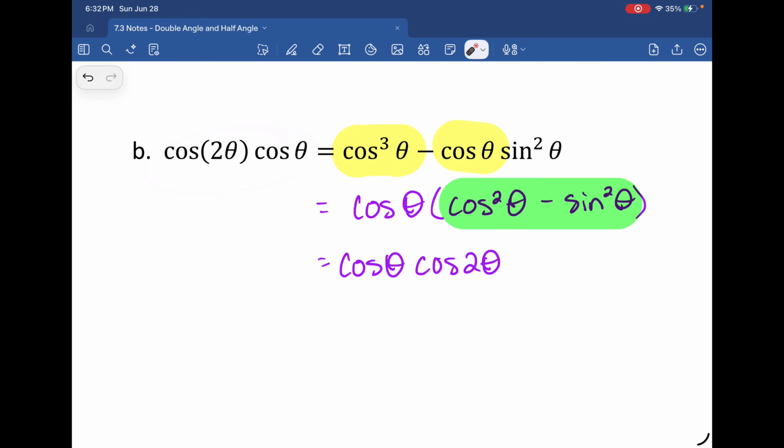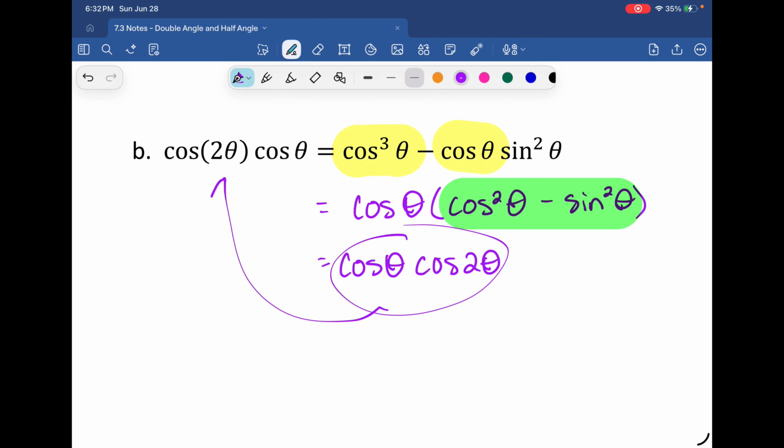Which is what I have here. Different order, but same thing. So did I turn the right side into the left side? Yes.